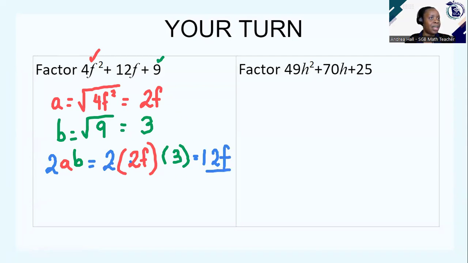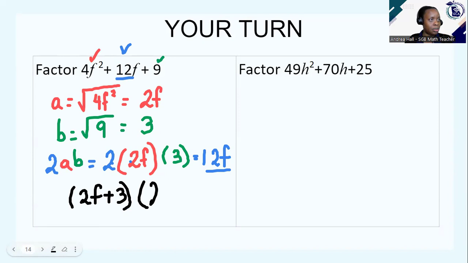The 12f and the 12f here are the same. So this is a perfect square trinomial. So that means I could rewrite it as 2f plus 3, and 2f plus 3. Or I could write it as 2f plus 3 squared.